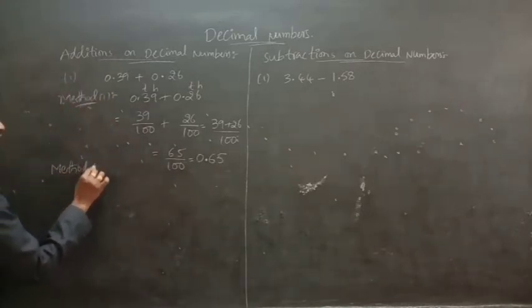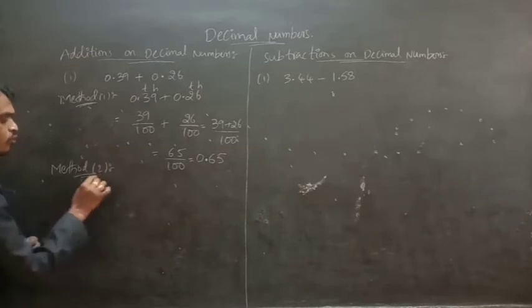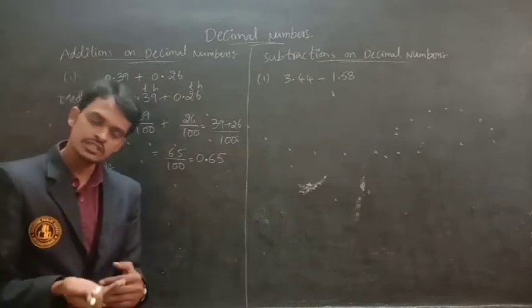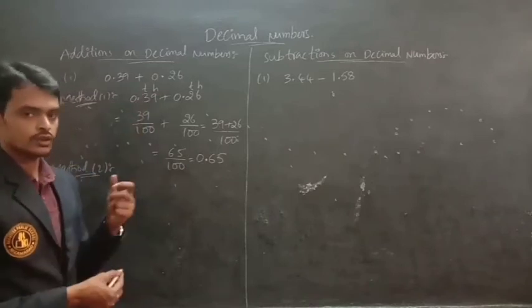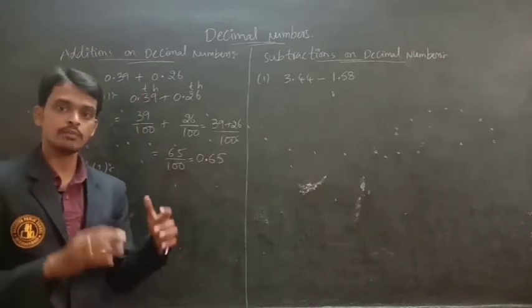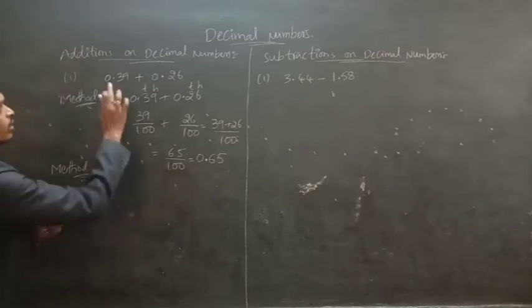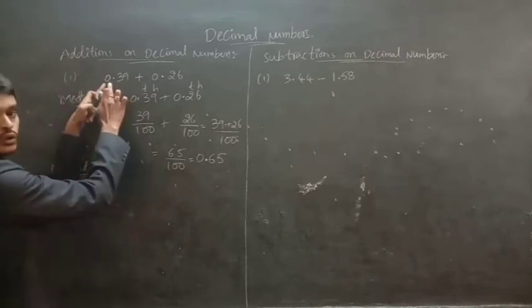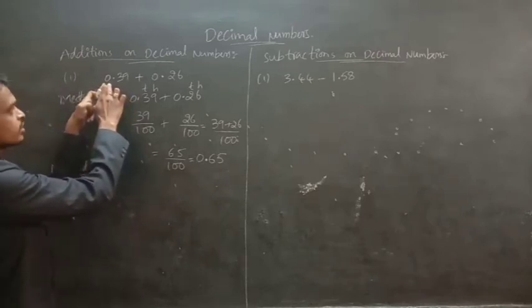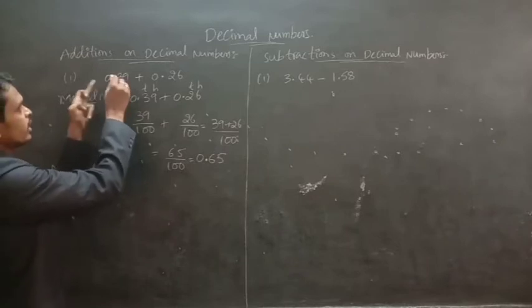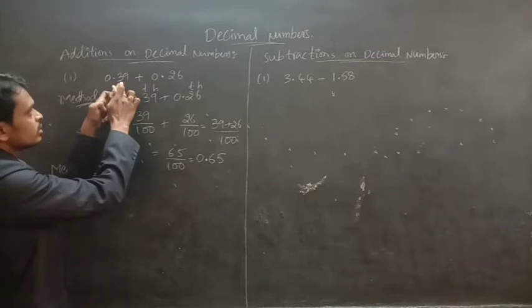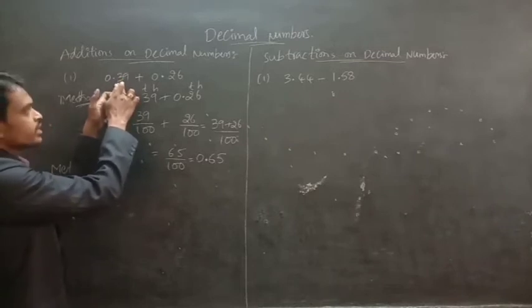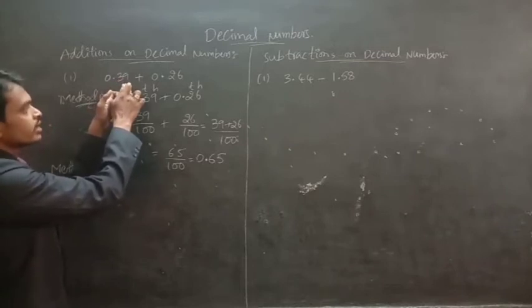Now the second method. In the second method, in the same manner as we generally add numbers, we will add these decimal numbers. So first we have to write the place values. Here this is the ones place, the units place, and after this it is the tenth place, and this is the hundredth place.